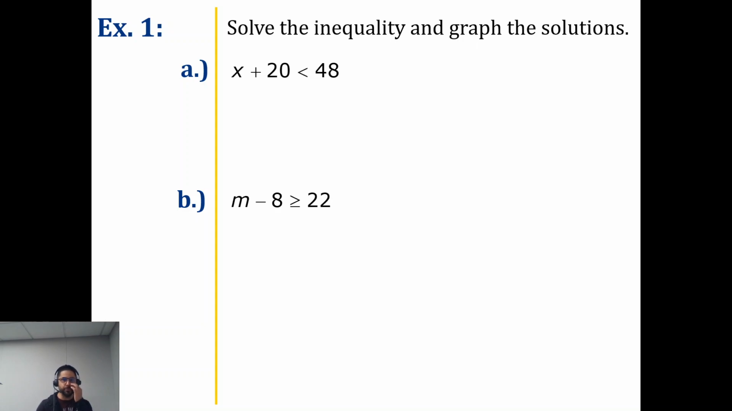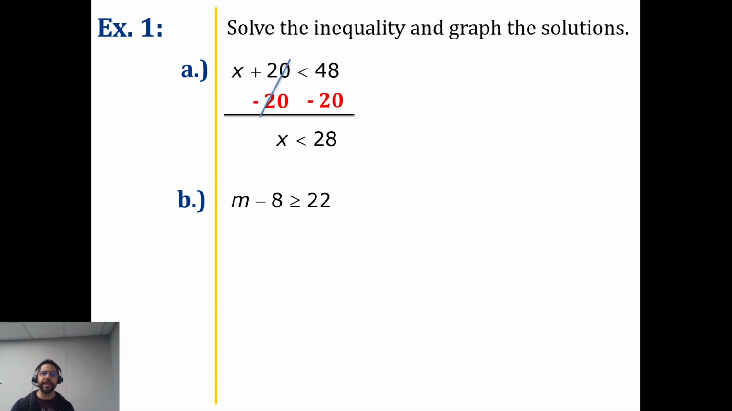So on our first one, it says x plus 20. So again, we're just doing a single step here, whether it's adding or subtracting. So we're going to go ahead and subtract 20 from both sides, just like we've done with our equations since August. These basic inequalities are the same thing. So we have x is less than 28.